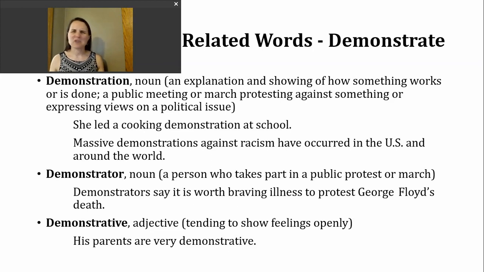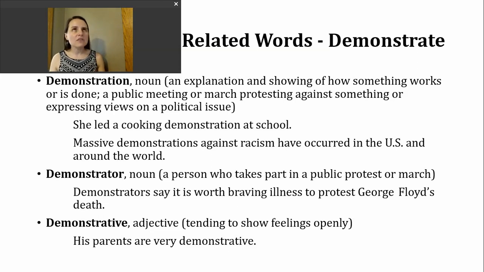And so if you're kind of wondering, how do we get that meaning? You can think about people that act in a way that you know, man, they really like me or they're really happy, right? Versus some people you don't know how they feel about something because they are not showing their feelings openly. So here's an example of that in a sentence. His parents are very demonstrative. So we know when they're happy.